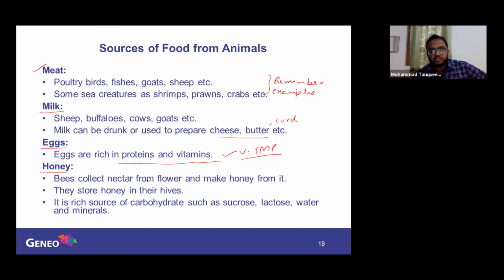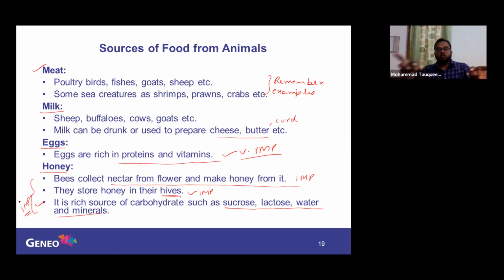Honey: bees collect nectar from the flower and then they make honey from it. They store honey in their hives. It is also important. It is a rich source of carbohydrate. It contains sucrose, lactose, water, and minerals. So all these 3 points of honey are important.